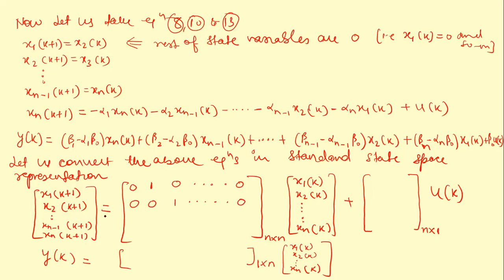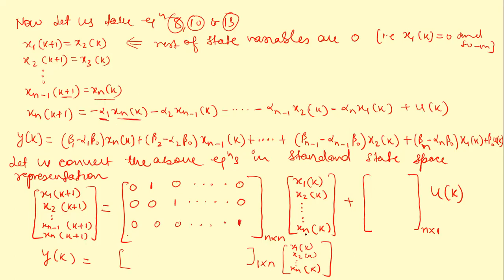And similarly we have xn minus 1k plus 1. So in this one we have 0, 0, 0 and somewhere we'll have 1 and then 0, right? Because xn will be 0 here. Now xnk plus 1. This has to be corrected. So xn minus 1k plus 1 is equal to xnk, right? So the last element will be 1, right? So this is 1. Now xnk plus 1 is equal to minus alpha 1 into xnk.